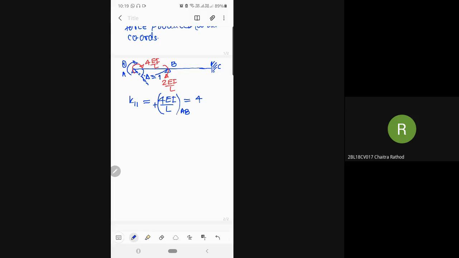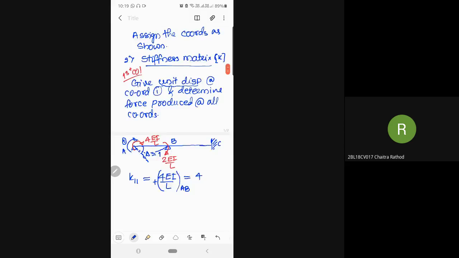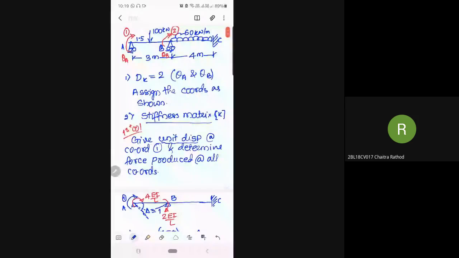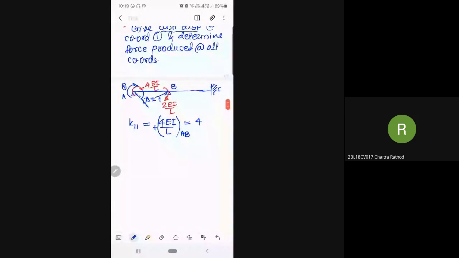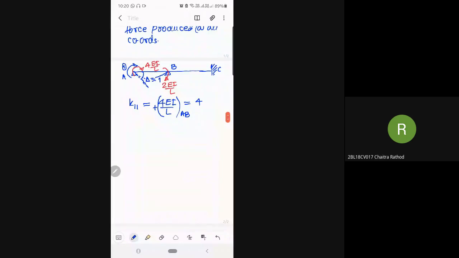4 EI is same here. If it is different, 1I, 2I, 3I, you have to substitute that. 4 EI divided by length of member AB is 3. So you will get it as 1.334 EI. This is K11.